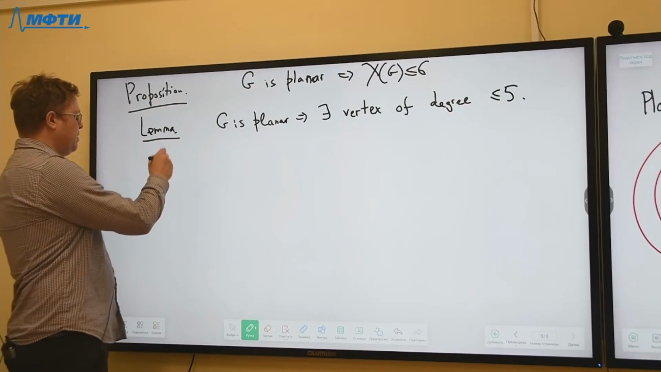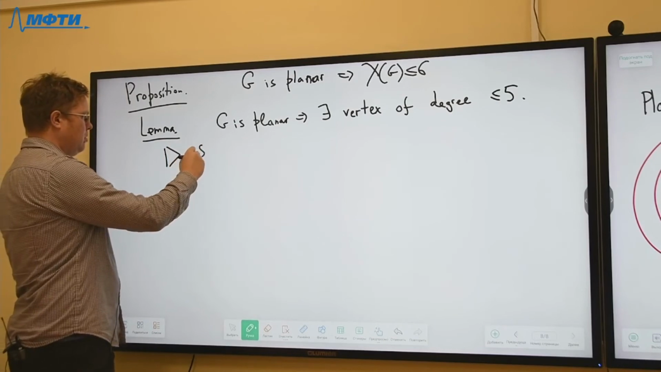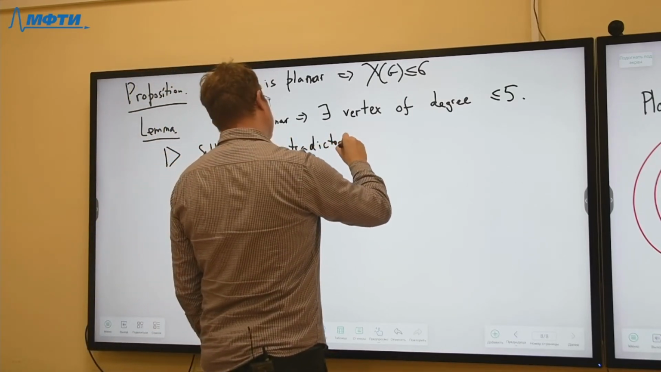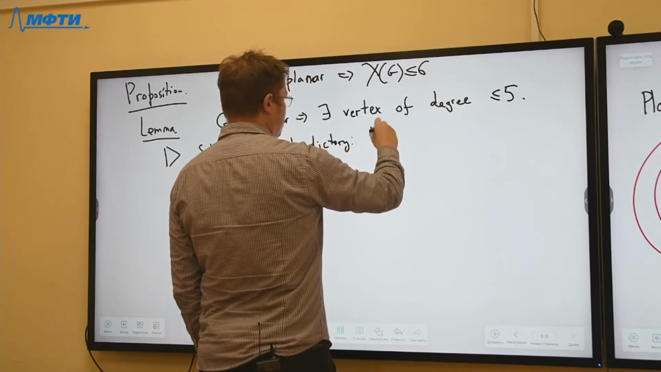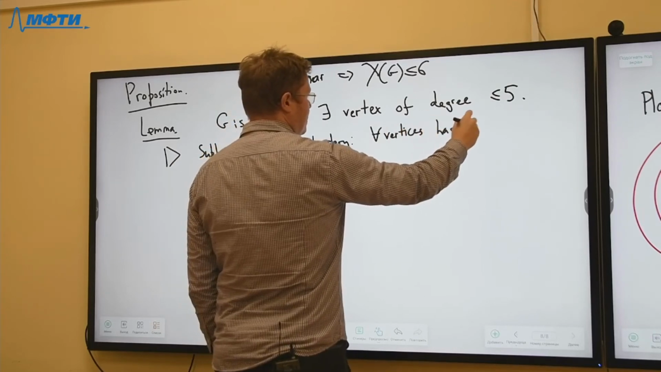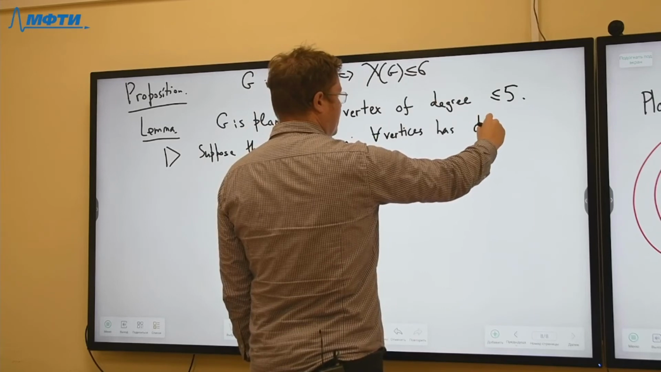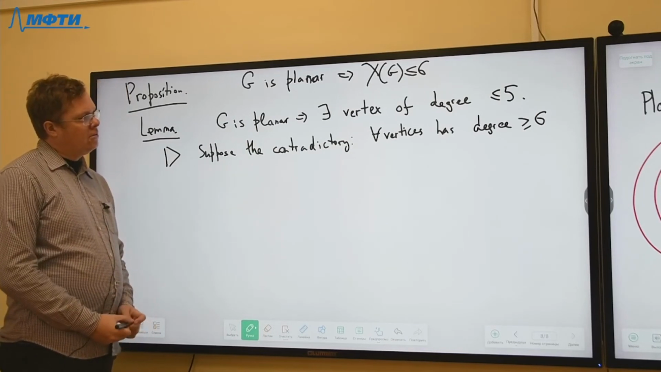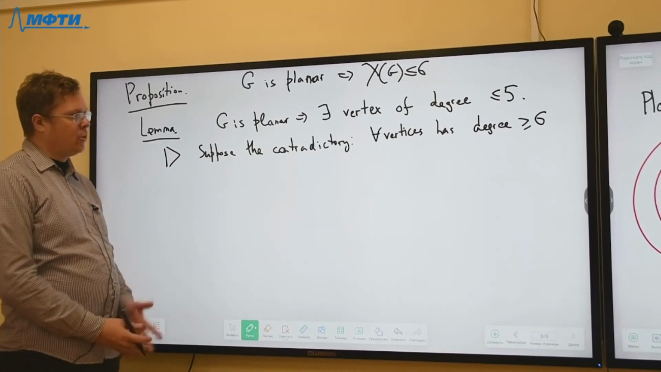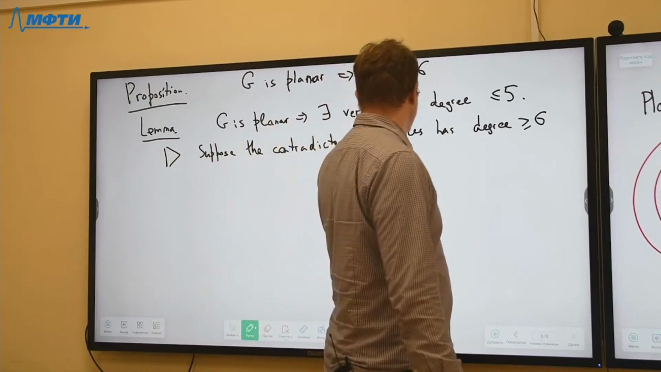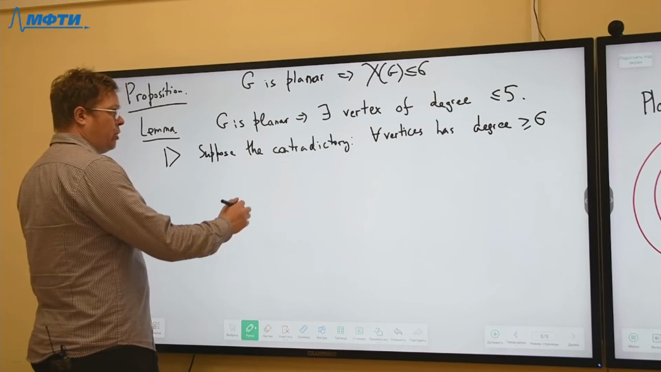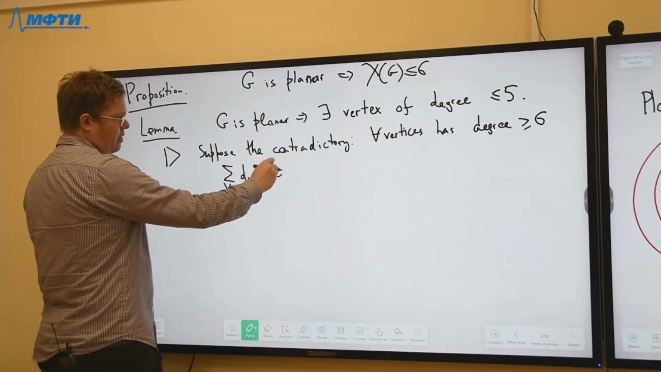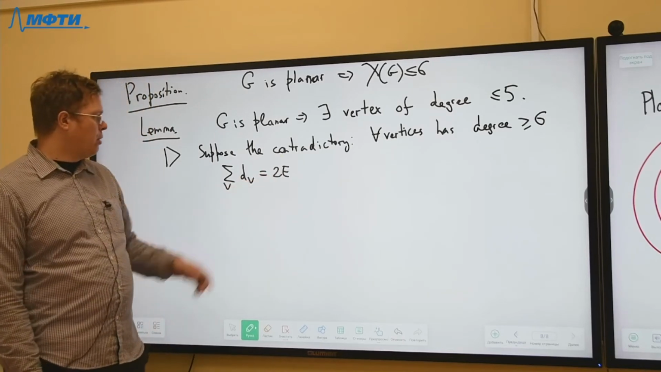Yeah, let's prove the lemma. So suppose this is not true. Suppose, by contradiction, that all vertices have degree greater than or equal to 6. Then let's calculate the number of vertices. We have some inequalities between the number of vertices and the number of edges. If we sum the degrees of all vertices, then we get double the number of edges, because each edge is counted twice.